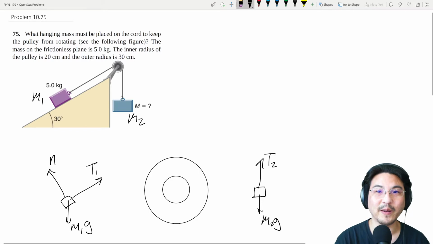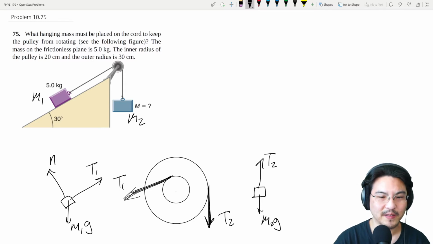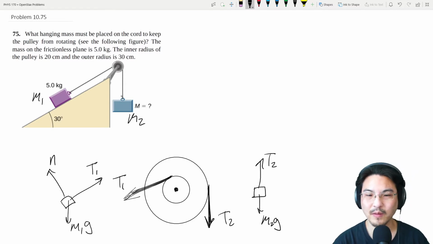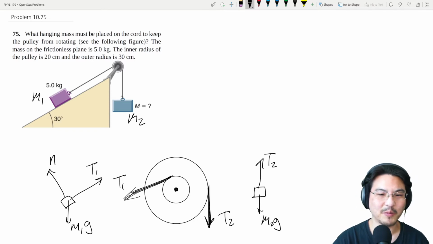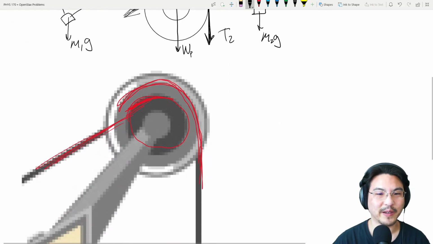Okay, so then the free body diagram, this rope is connected to the inner radius over here. But then this one is connected to the outer radius over here. So this is T1, this is T2. And then see how the pulley is rotating about some bearing. So then there's some normal force. We're not sure which direction it is. Normal force for the pulley. And then the pulley itself has weight. So whatever the weight of the pulley is. Okay, so we have our 3 free body diagrams.